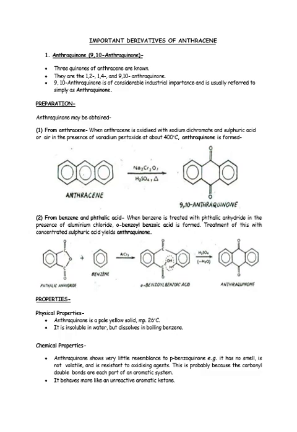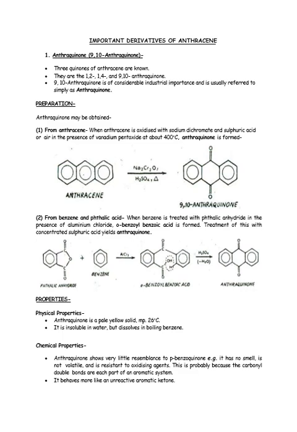Important derivatives of anthracene. First, anthraquinone, also known as 9,10-anthraquinone. Three quinones of anthracene are known. They are 1,2-, 1,4-, and 9,10-anthraquinones. 9,10-anthraquinone is of considerable industrial importance and is usually referred to simply as anthraquinone.